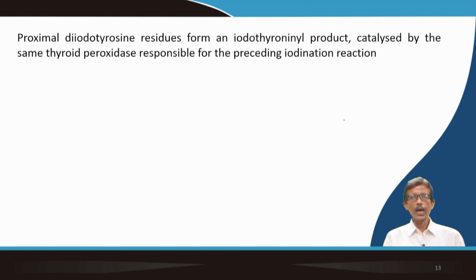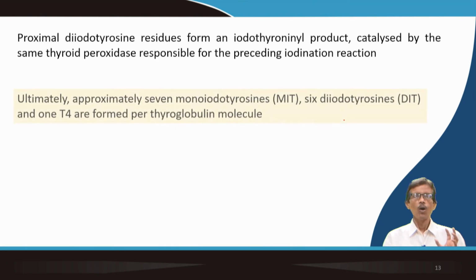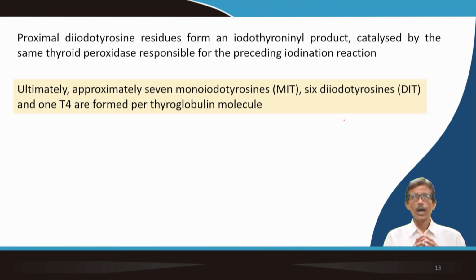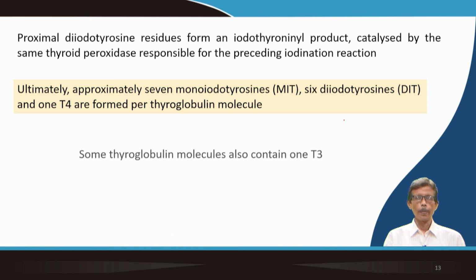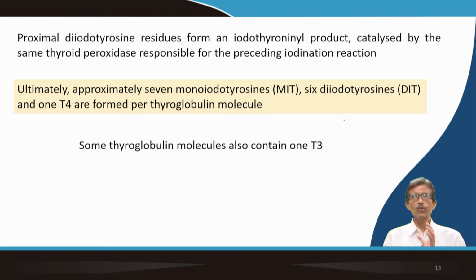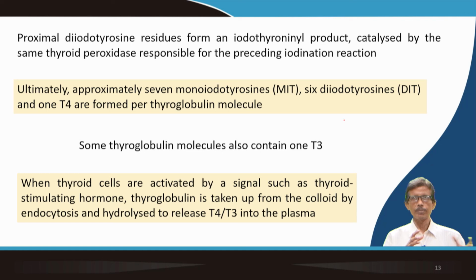And the proximal diiodotyrosine residues form an iodothyronyl residue product, catalyzed by the same thyroid peroxidase responsible for the preceding iodination reaction. So, basically what we get is many types of these iodination reactions. 7 of them MIT and 6 of them DIT are there, and 1 T4 is formed in that thyroglobulin molecule, and some can also contain T3. So, sometimes we not only need to know the amount of T3 and T4, but also the corresponding ratio.